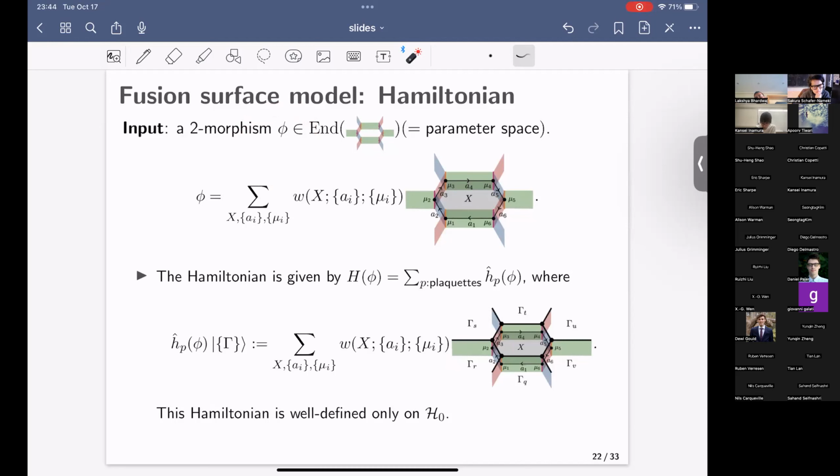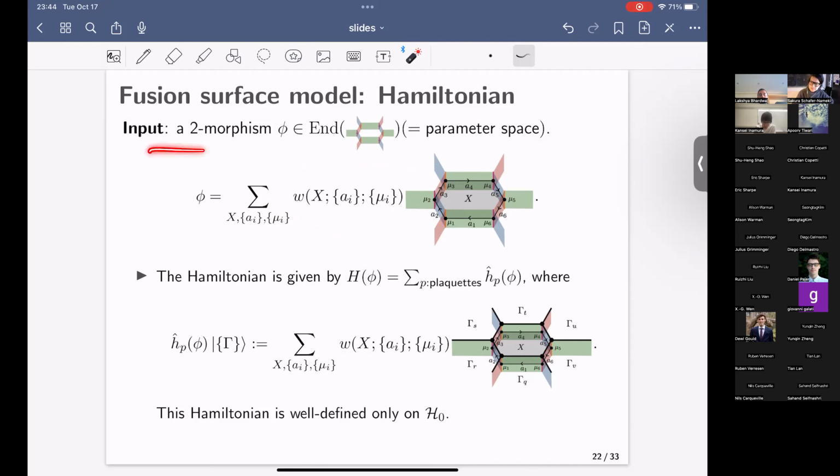And this two-morphism is given by the sum of the two morphisms defined by this fusion diagram with some coefficient W. So here, we are taking the sum over all the possible labels of the topological surface that we insert here. And we are also taking the sum over all the possible topological interfaces and topological junctions. And the coefficient W is an arbitrary complex number, and this becomes the parameter of the model. So we have many parameters that we can choose freely.